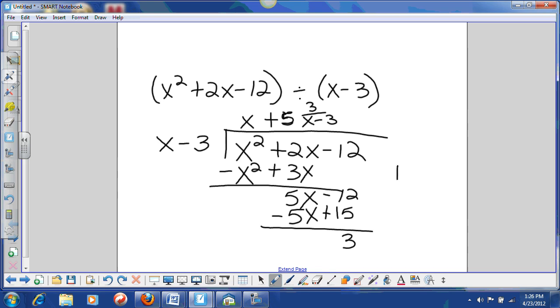Remember when you did math and you had 2 goes into 15, 2 goes into 15 7 times, 2 times 7 is 14, your remainder was 1, so 1 became your numerator, 1/2. We're doing the exact same thing here. Our remainder becomes the numerator, our divisor becomes the denominator.